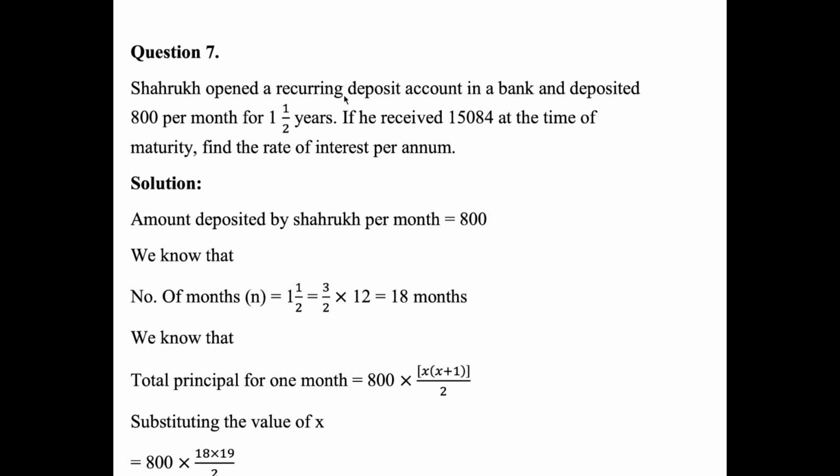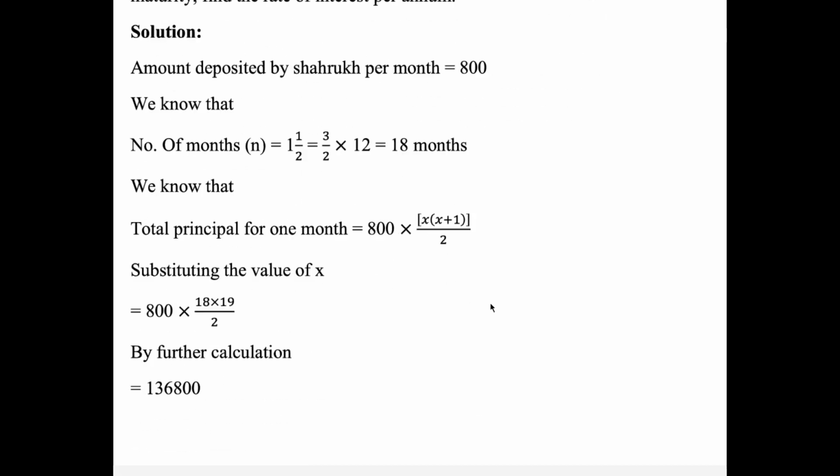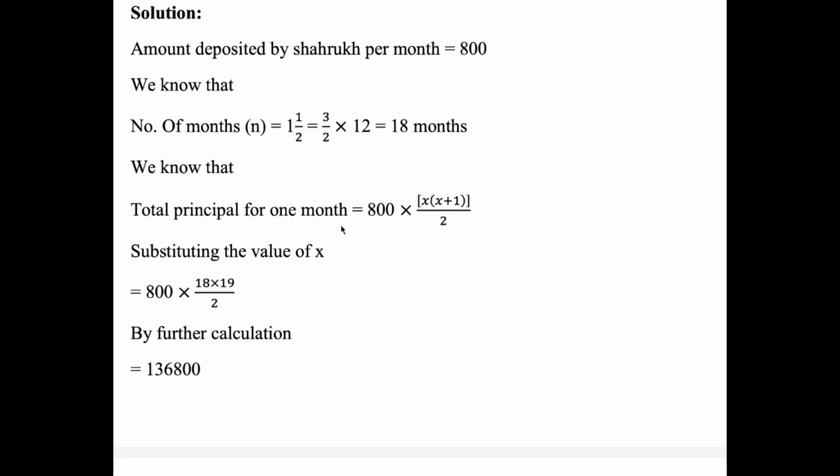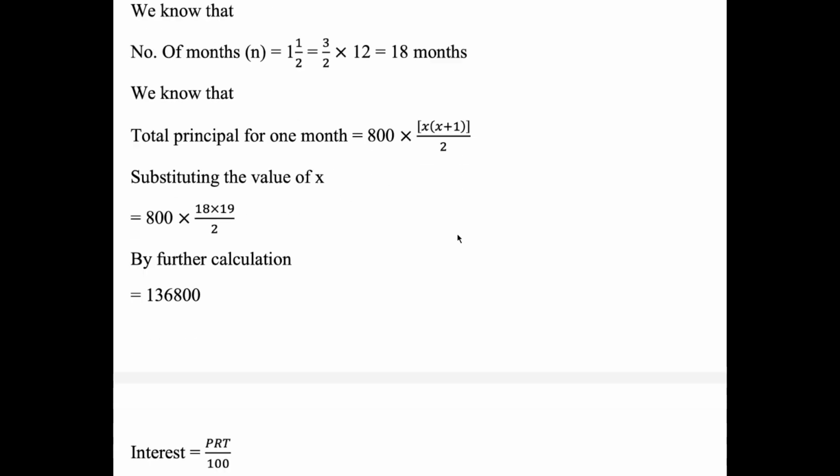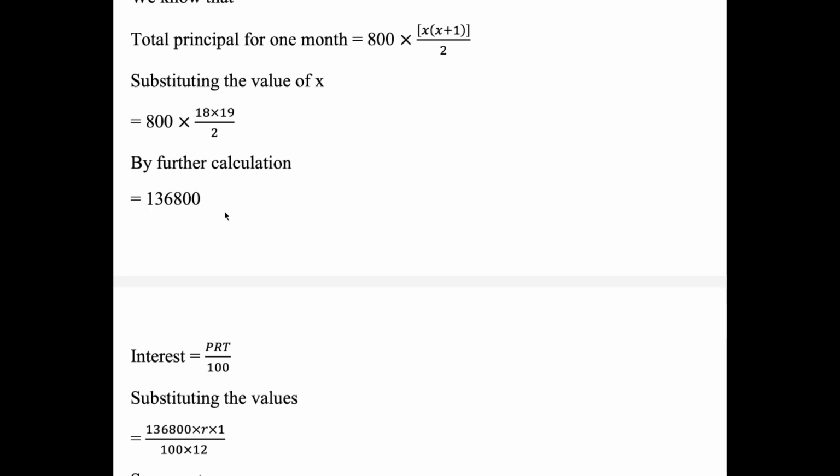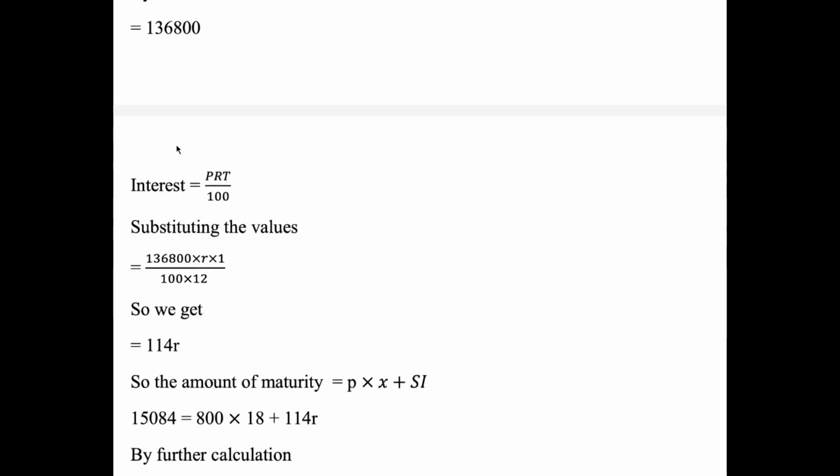Saruk opened a recurring deposit account in a bank and deposited 800 rupees per month for 1.5 years. If he received 15,084 at the time of maturity, so this is the maturity value. Per month deposited 800. What is the time? 1.5 years means the 18 months. So first calculate the total principal for the 1 month. You can use the same formula, 800 into n plus 1 by 2. You are getting that 1,36,800.